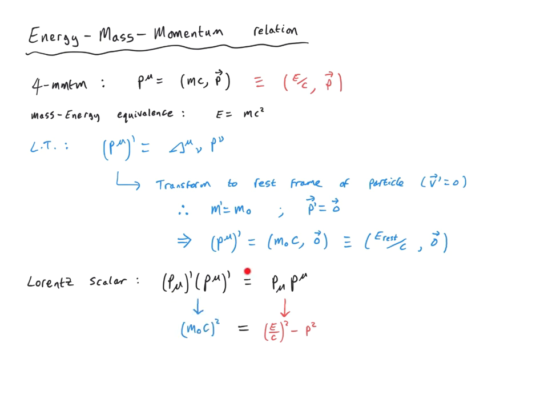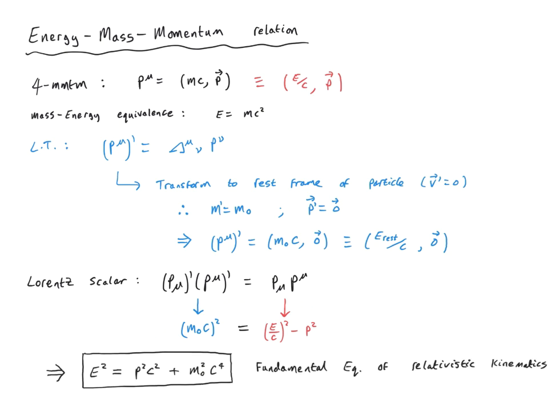On the left-hand side of the equation, I'm computing the same object, but in the rest frame of the particle. Then I will use this expression for the relativistic 4 momentum in the rest frame, and in this case, the Lorentz scalar is a very simple object. It's just m0c squared. That's because the space-like components are equal to 0. So here we've utilised the relativistic invariance of these Lorentz scalars to derive this interesting equation.